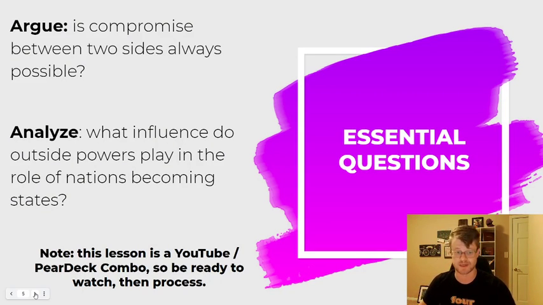So we're going to be looking at, for example, is compromise between two sides always possible? And then, of course, what influence do outside powers play in the role of nations becoming states? Which, again, we'll get into all that. Now, why is this lesson really unusual? Well, because this topic is so immensely complicated, how we get to the point of there being an Israeli-Palestinian conflict, and how it changes from being an Arab-Israeli conflict to one more focused on the Palestinians, it's an incredibly intricate process, and so I decided to do this one very differently from what I've done in the past.